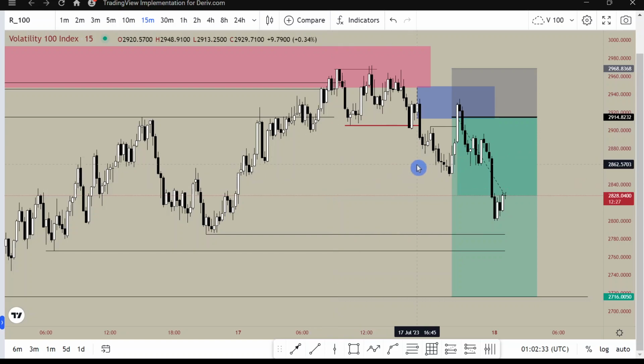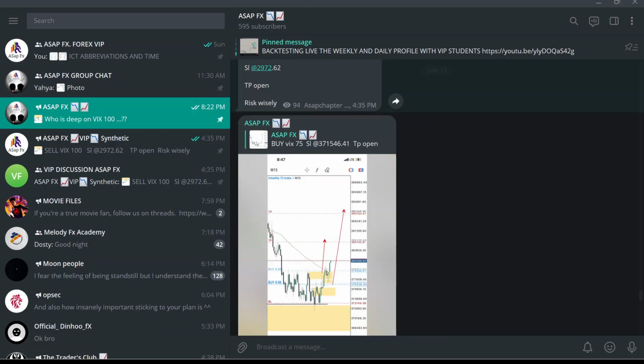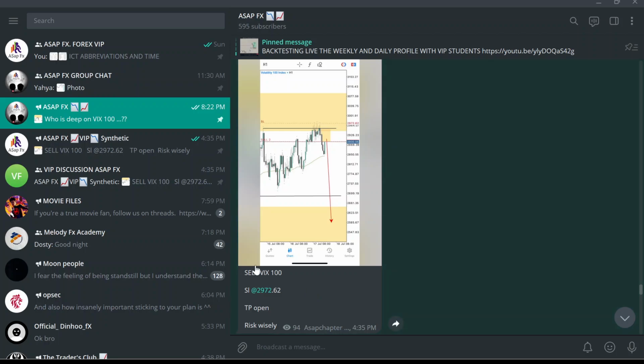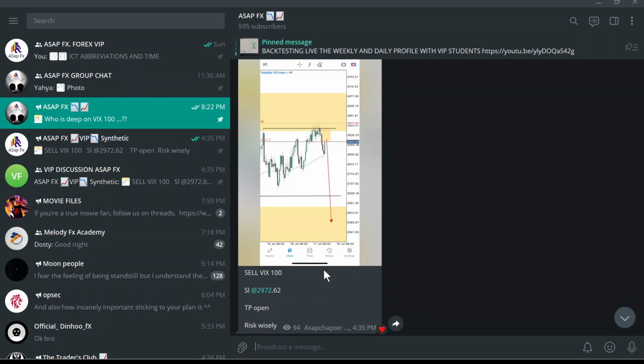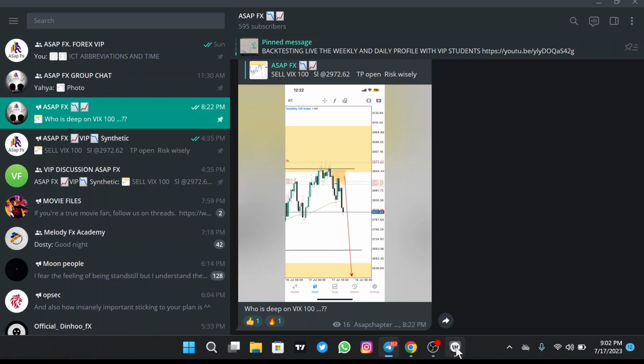This beautiful trade that you see here is on Volatility 100 index. We took this trade with a free community, Telegram community. I shared this trade setup right here. I told them to sell. I gave them stop loss. They are currently deep in profit, as you can see right here. Okay, so let's quickly break this trade down.